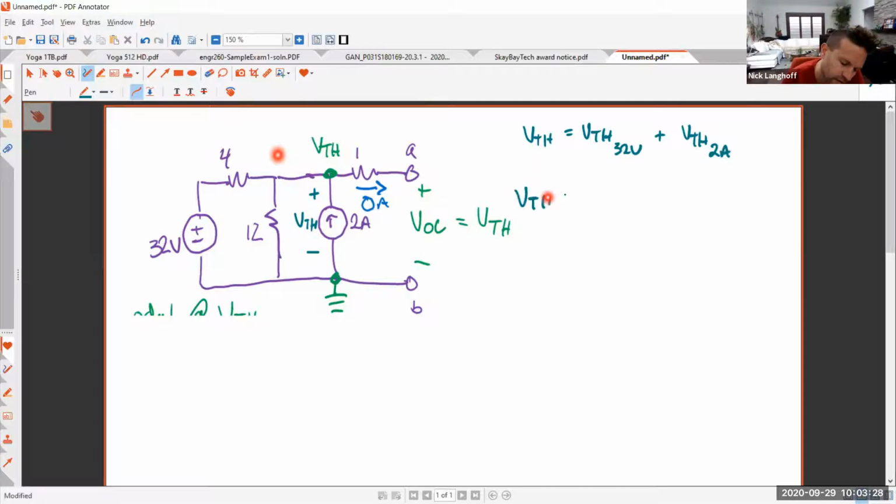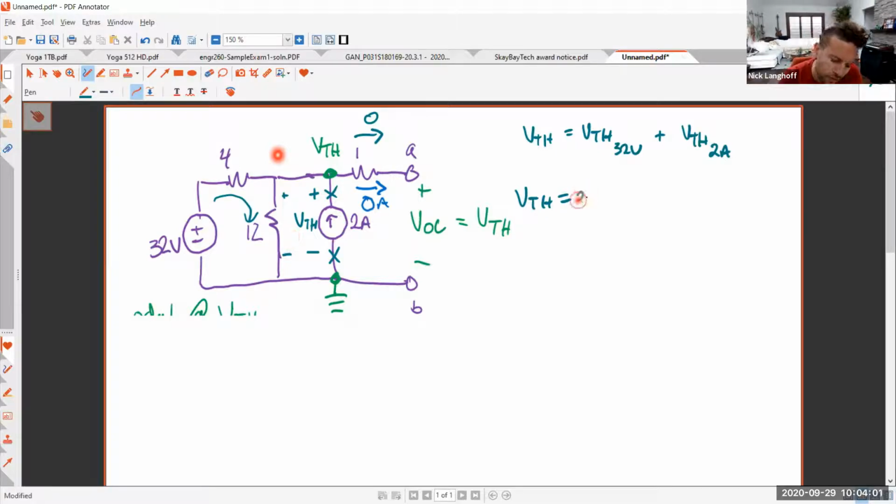So V Thevenin due to the 32 volt source, as I said, if you turn off the current source, you're going to have an open circuit there, and there's still no current flowing through the 1 ohm resistor. So if I cut this here and there's still 0 current flowing through that resistor, then all of the current flows through the 4 and the 12, and we do have voltage divider action, and the voltage across that 12 ohm resistor is V Thevenin.